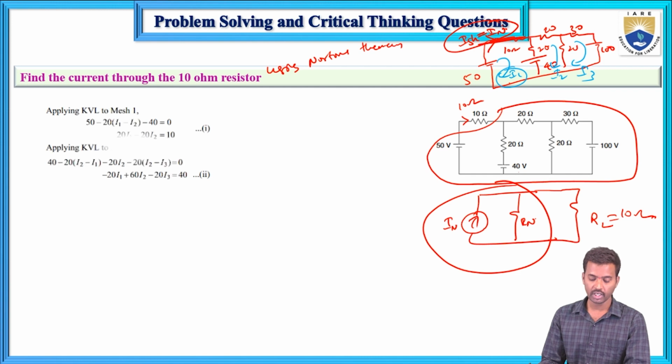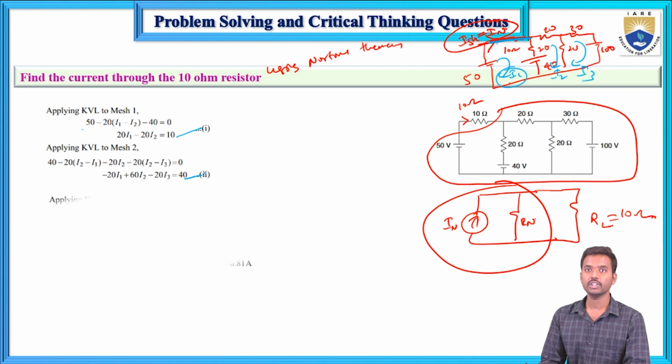First, apply KVL in mesh 1. This is a short circuit, so there is no 10 ohm resistive drop here. So 50 minus 20(I1 minus I2) minus 40 equals 0, which gives 20 I1 minus 20 I2 equals 10. This is equation number 1. Next, the second mesh equation: 40 minus 20(I2 minus I1) minus 20 I2 minus 20(I2 minus I3). The simplified equation is minus 20 I1 plus 60 I2 minus 20 I3 equals 40. That is equation number 2.